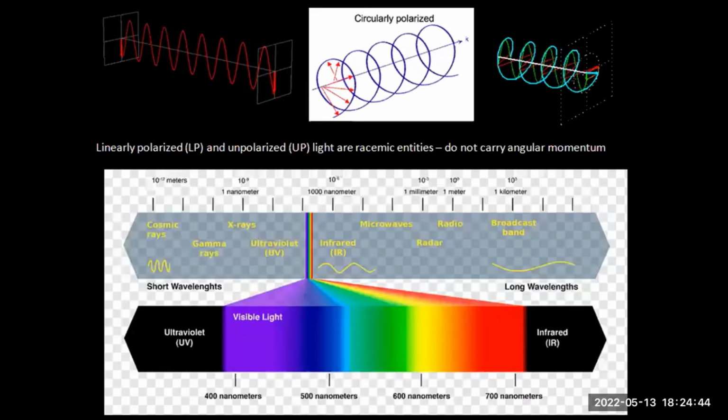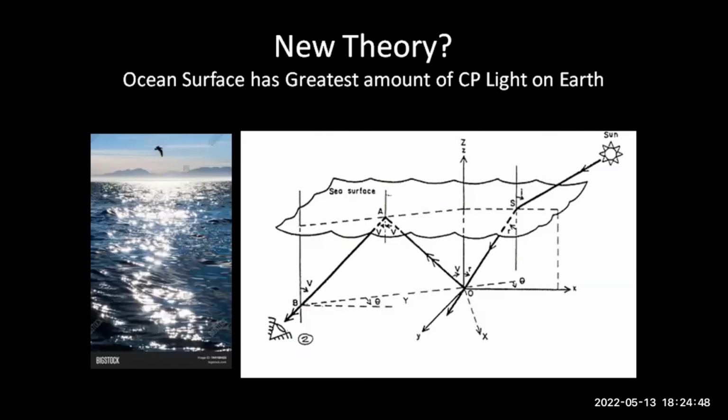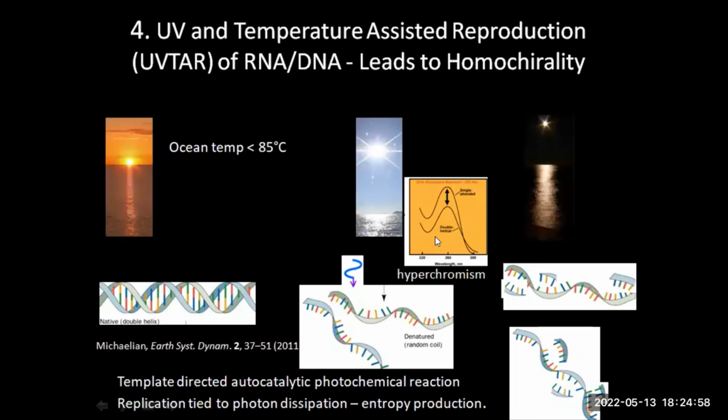But that may not have been the case at the origin of life. If life started on the ocean surface, well, we did have this important difference in the circular polarization of light in the afternoon and in the morning, based on this UV and thermal mechanism of replication, or denaturing and then replication.